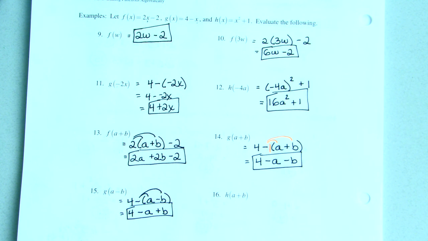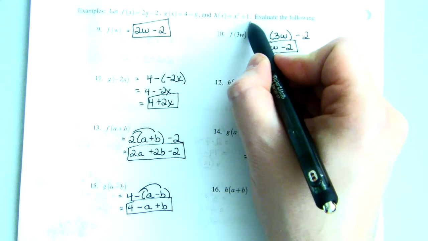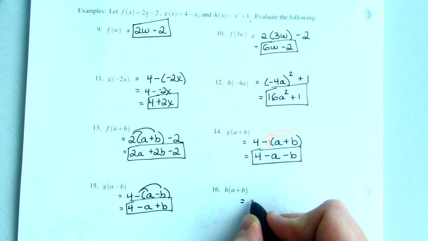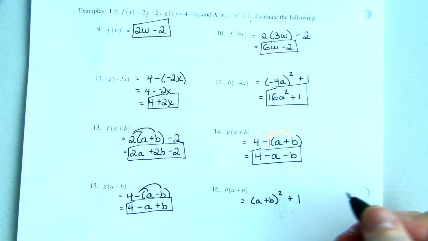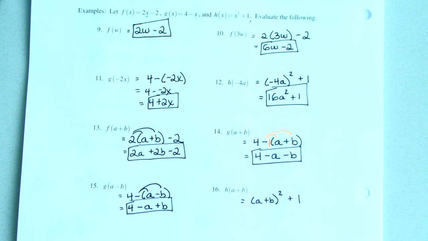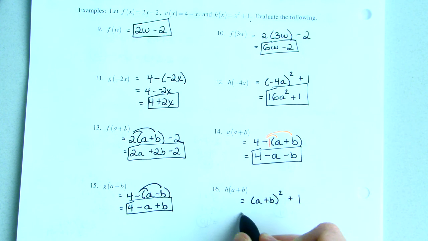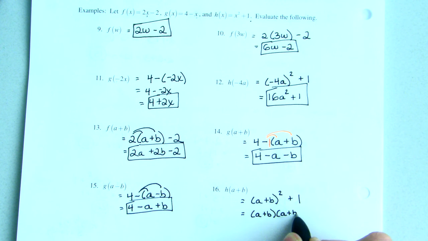Now, in number 16, I want to do h of a plus b. My h function is x squared plus 1. So when you plug in a plus b, you're going to get a plus b in parentheses squared plus 1. Now, to square something means to multiply it by itself, because you know that 5 squared is 5 times 5, 25. You know that a squared is a times a. If I want to do a plus b squared, I need to multiply a plus b by a plus b. And then we'll say plus 1 at the end.